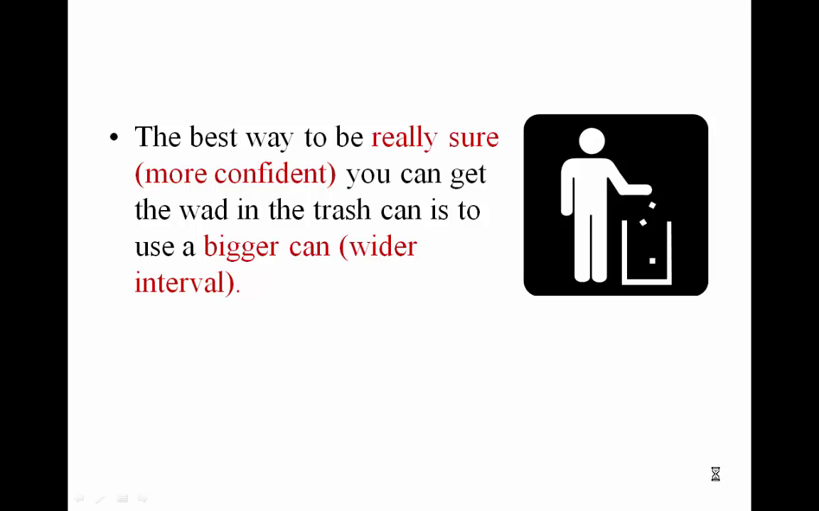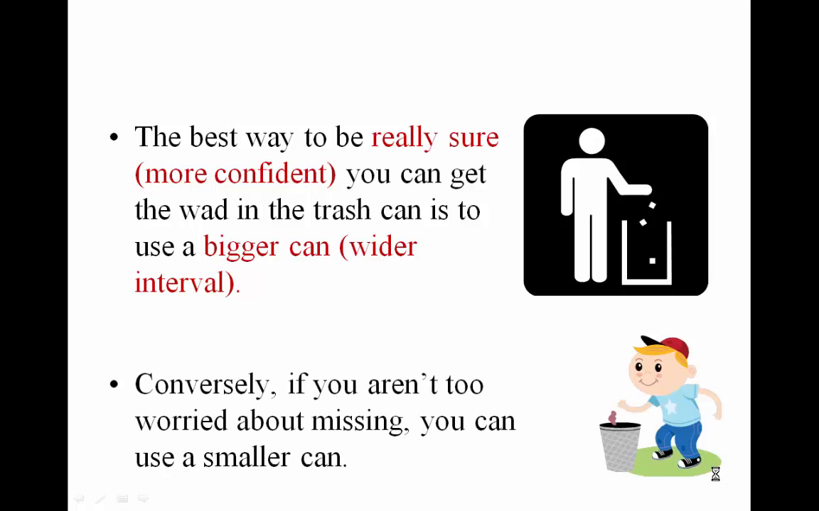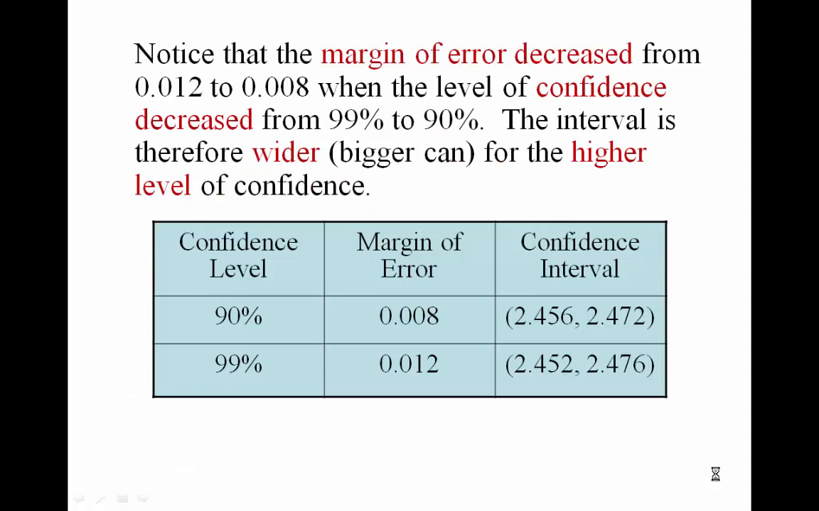The best way to be really sure, more confident you can get the wad in the trash can, is to use a bigger can, or in our case, a wider interval. Conversely, if you aren't too worried about missing, you can use a smaller can. Notice that the margin of error decreased from 0.012 to 0.008 when the level of confidence decreased from 99% to 90%. The interval is therefore wider, a bigger can, for the higher level of confidence.